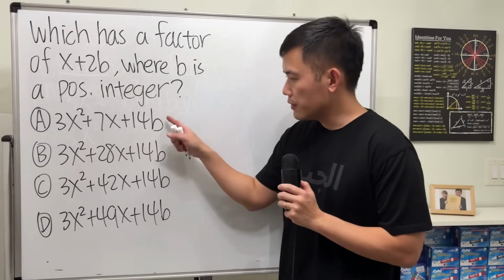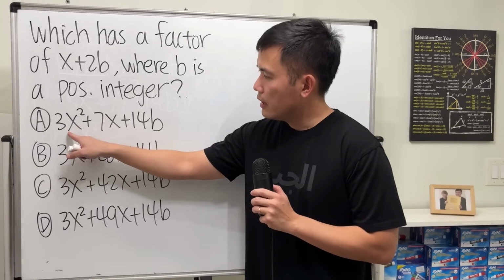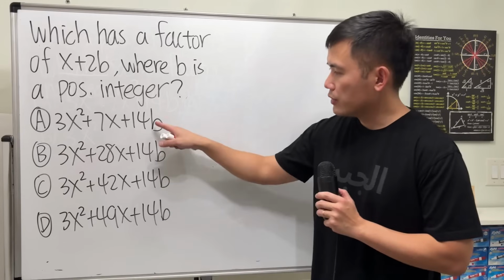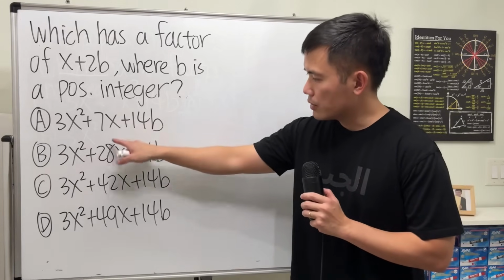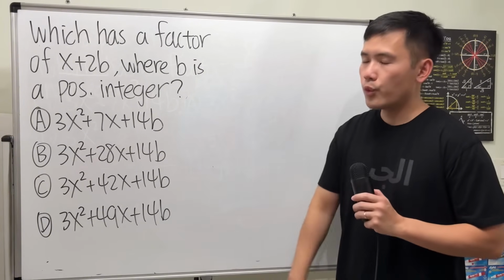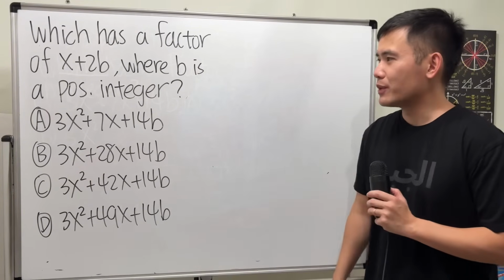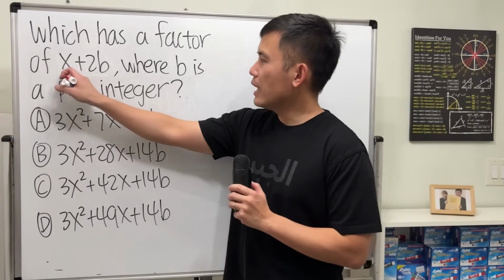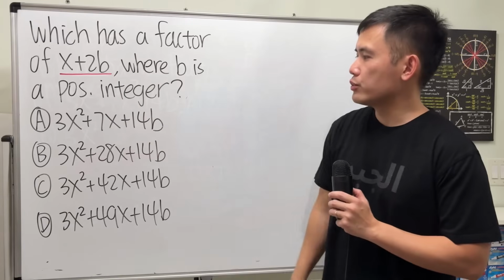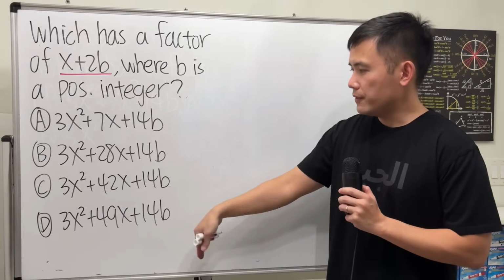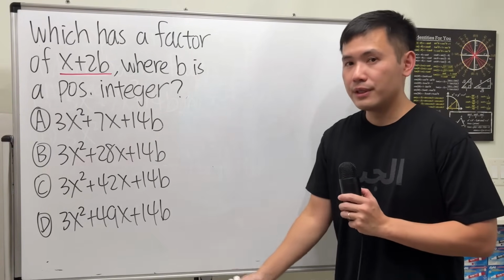As we can see, we are given these choices, and they all have 3x squared and also the 14b. It's just the middle terms that are different. So what do we do? Where do we begin, right? Well, the key right here is that we're trying to get a factor of x plus 2b. So I'll just go through each option and try to factor it.